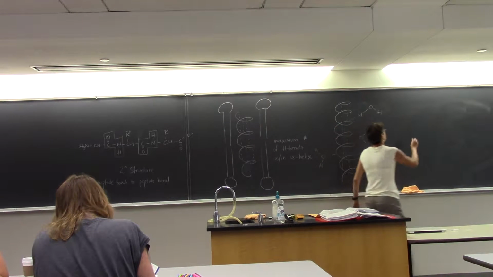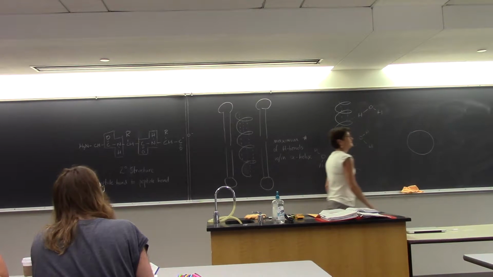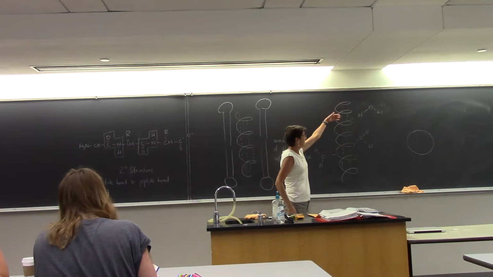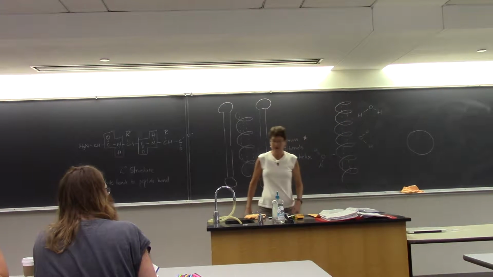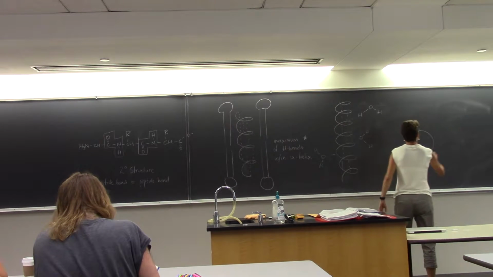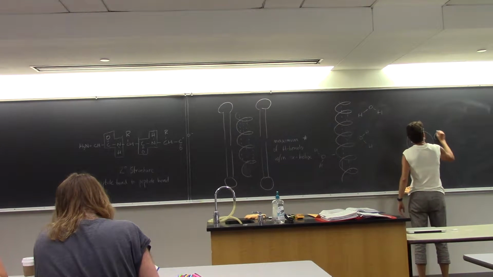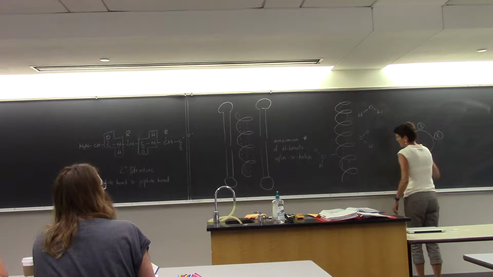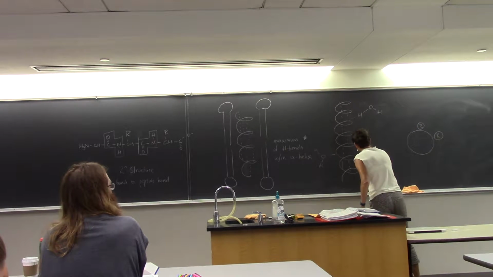So if we could look down the alpha helix, okay, we could just get a bird's eye view and look straight down the middle of the alpha helix. The R groups are going to be sticking out.